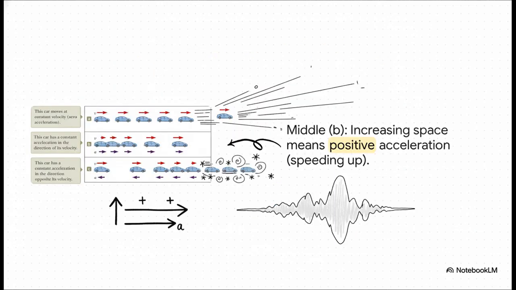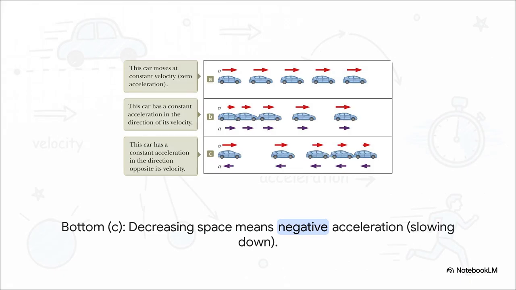Now, look at the middle one. The spacing is getting wider and wider. The car is traveling farther in each time interval. That means its velocity is increasing, it's speeding up. This is exactly what you feel when you press the gas pedal. The acceleration is in the same direction that the car is moving. And finally, at the bottom, the spacing gets smaller and smaller. The car is covering less and less distance in each interval. It's slowing down, just like when you hit the brakes. In this case, the velocity is still pointing forward, but the acceleration is pulling backward, in the opposite direction. And that's what we call negative acceleration.